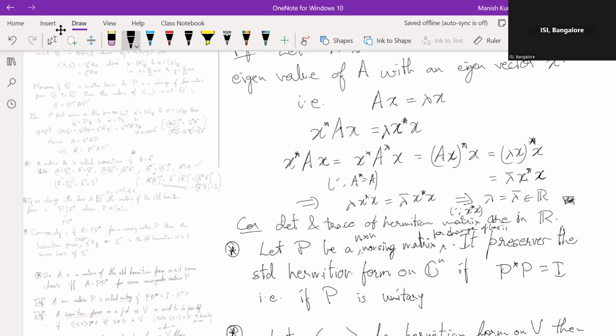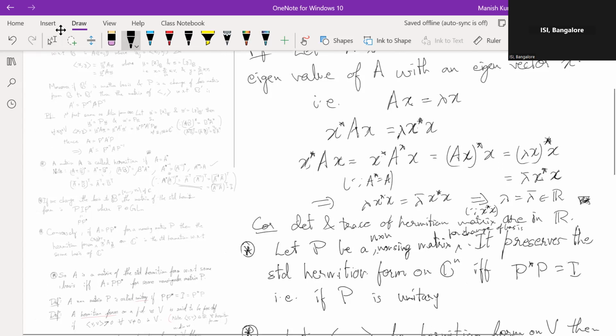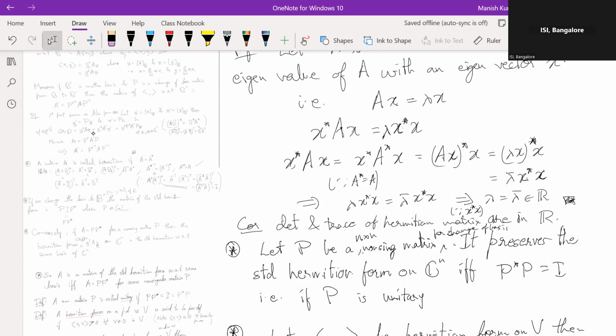So it preserves the standard Hermitian form, meaning if you write the Hermitian form with respect to this new basis, and it's still standard, then that happens if and only if P star P is identity, i.e. P is unitary. So that is more or less the definition, or more or less this proposition, which is on the left hand side still.